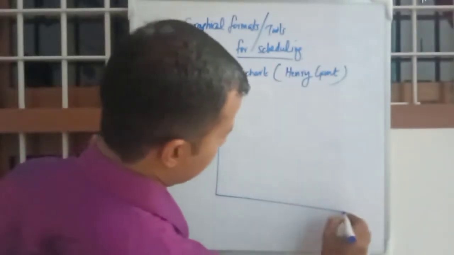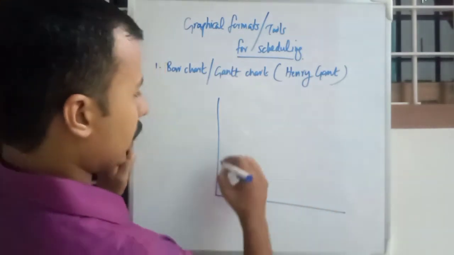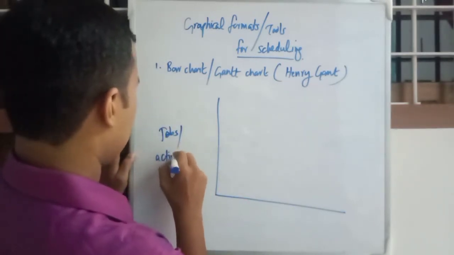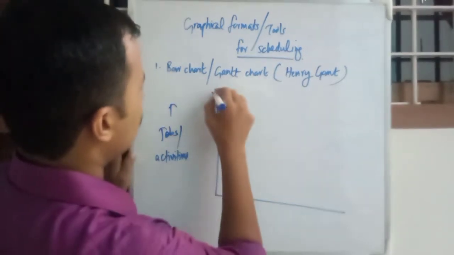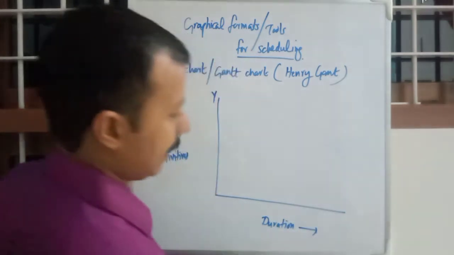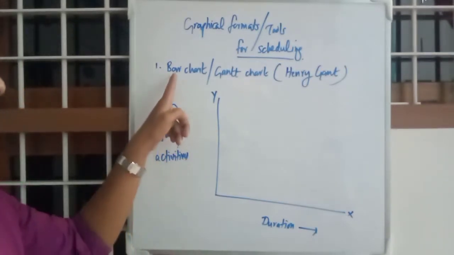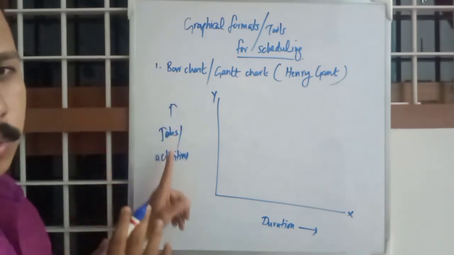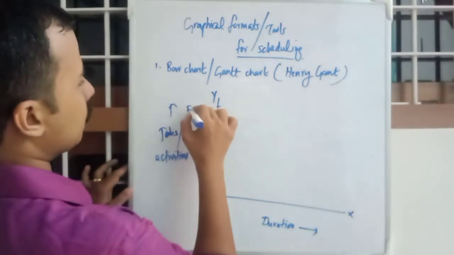You might have seen this Gantt chart in many places. It is just a graph noting jobs or activities on the y-axis and duration on the x-axis. This is the Gantt chart simply, and the method for representing jobs or activities will be bars. For example, foundation.